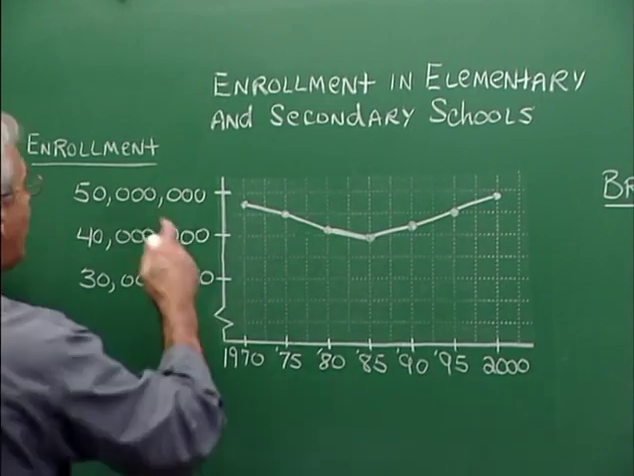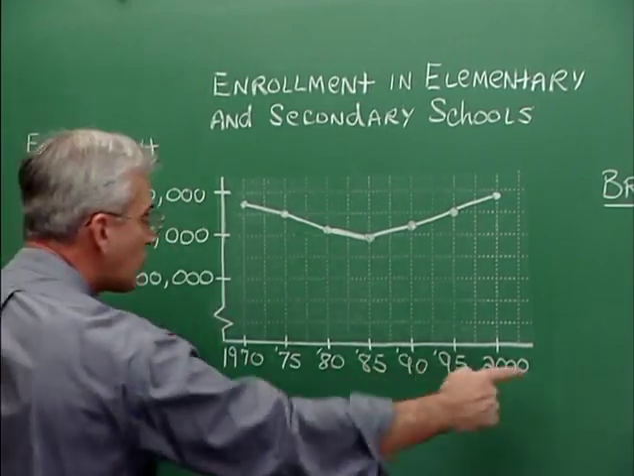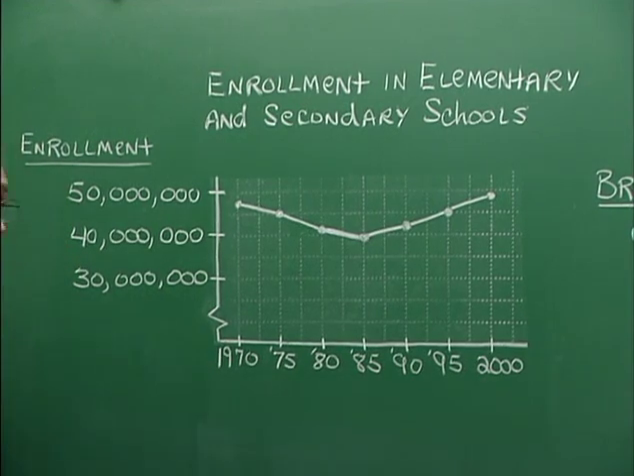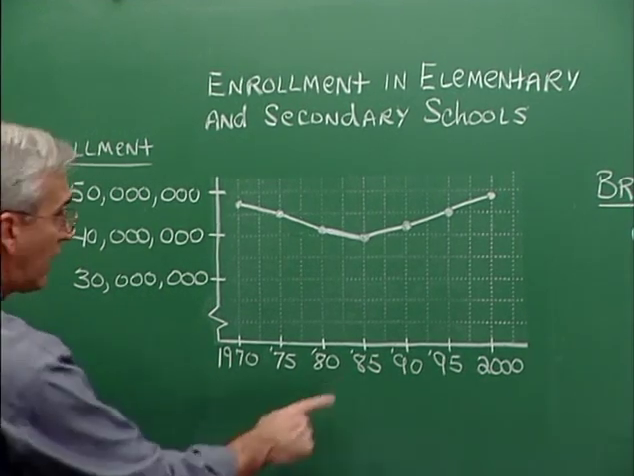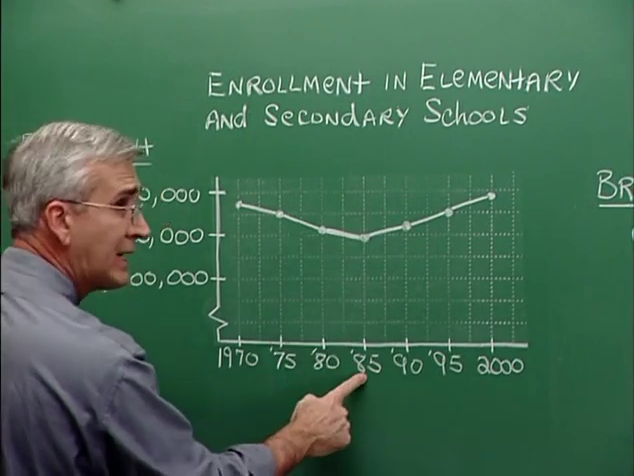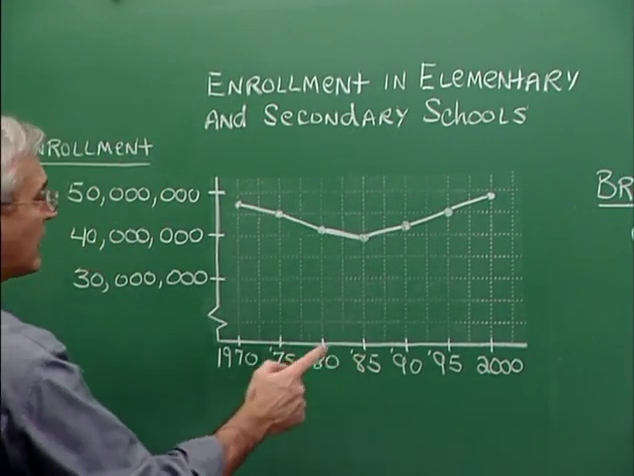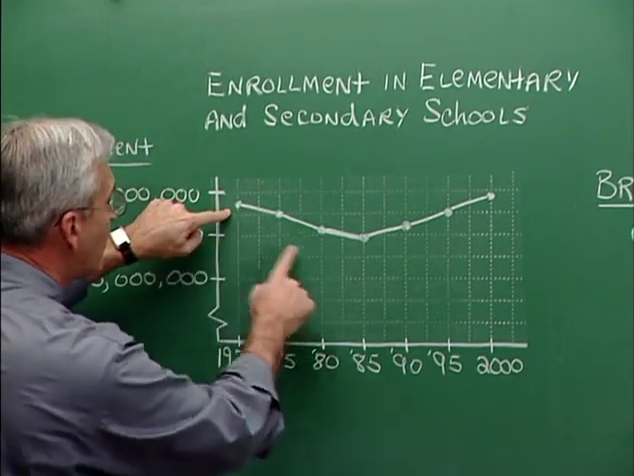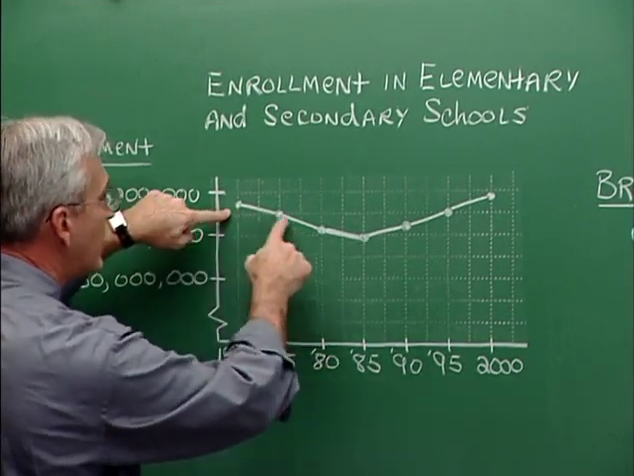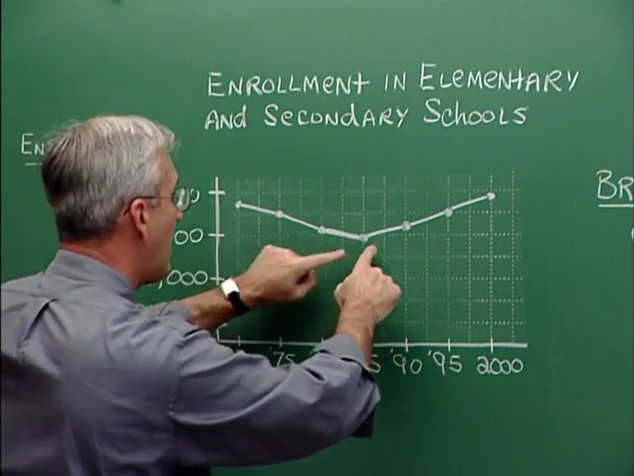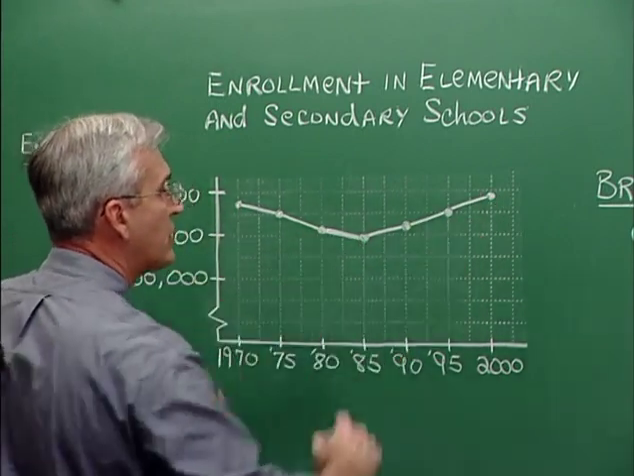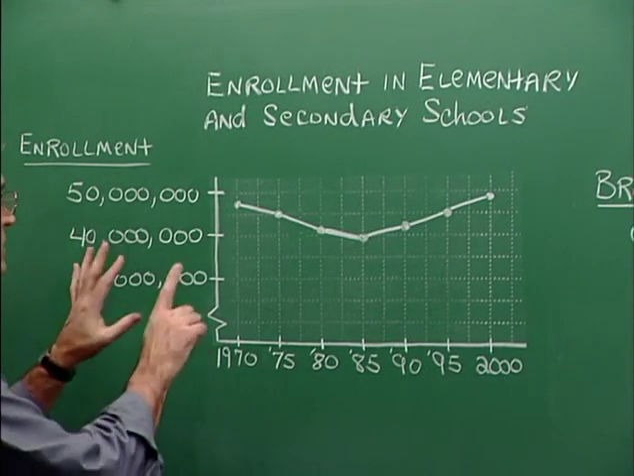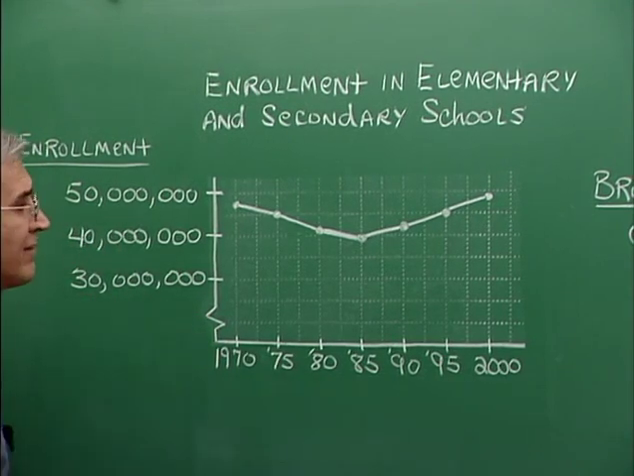At any rate, we have enrollment over here, we have years over here, so just looking at the graph we can tell when the enrollment was the smallest. It looks like it was the lowest here in 1985. We can tell that between the years 1970 through 1985 the enrollment was decreasing, and from 1985 through the year 2000 the enrollment was increasing. So those are different things that we can tell by looking at the broken line graph.